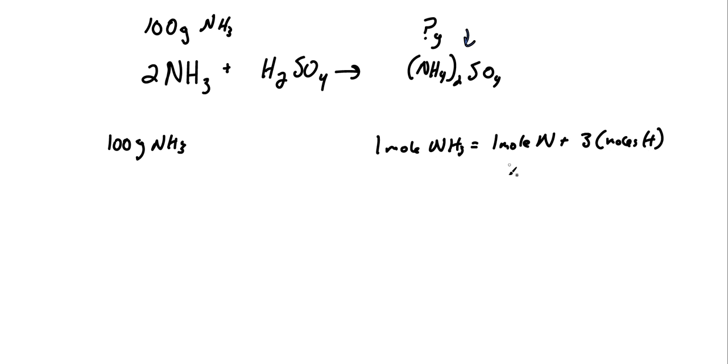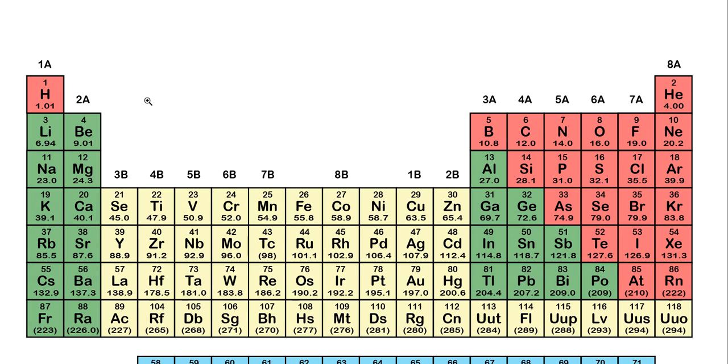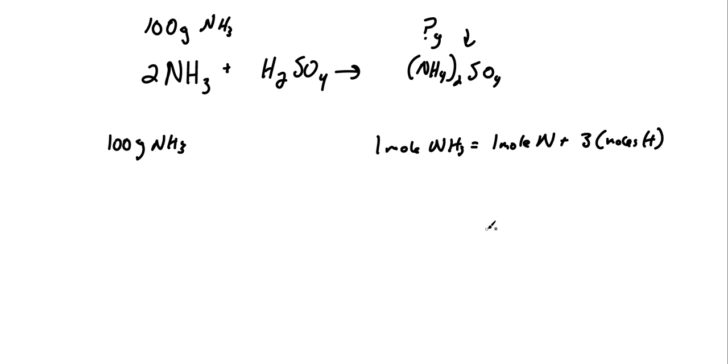So let's go ahead and take a look at our periodic table of elements, see what we got. Okay, so we find our nitrogen over here in column 5A, and its atomic mass is 14.0. So that means that 1 mole of nitrogen is 14.0 grams. Plus, we got 3 moles of hydrogen. We know the atomic mass of hydrogen is 1, so 3 times 1 or 3 grams. So altogether, 1 mole of ammonia weighs 17 grams.